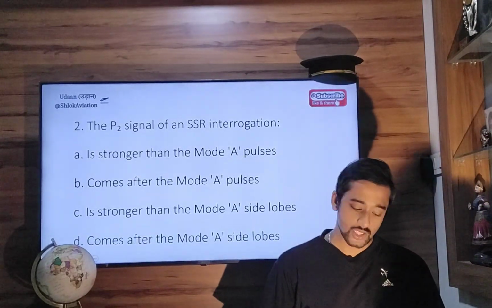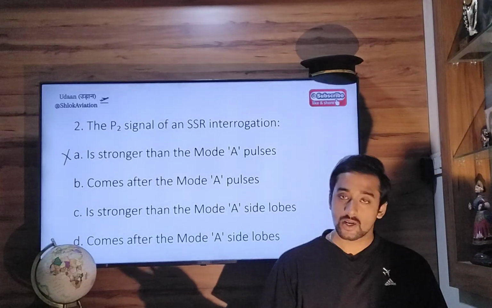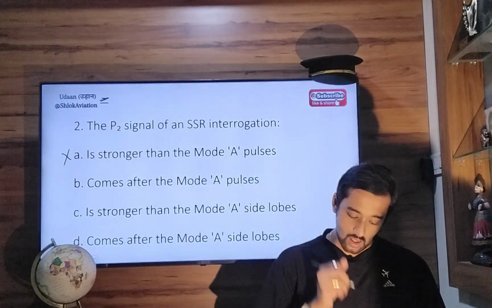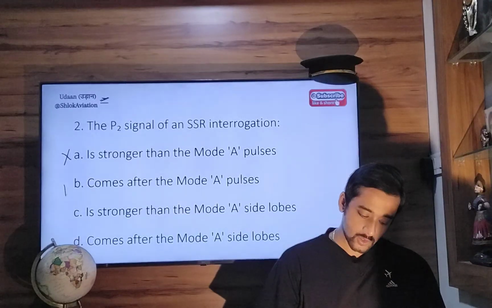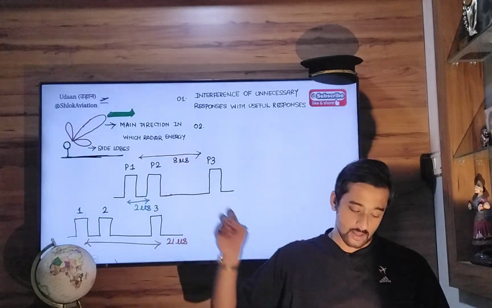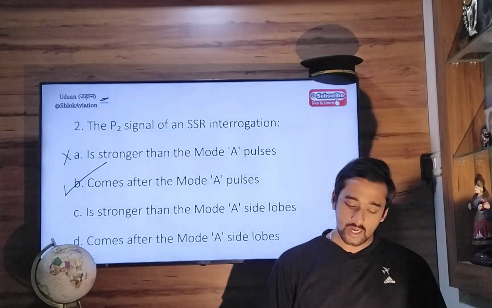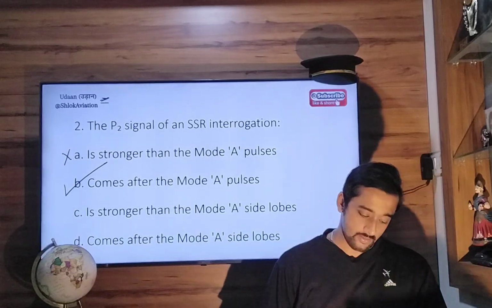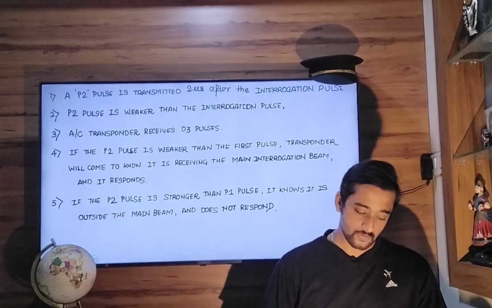So the correct answer here: the P2 signal of an SSR interrogation is stronger than mode A pulse? No. Comes after mode A pulse? Yes. So the correct answer is option Bravo. It comes after the mode A pulse P1. Stronger than mode A side lobe, comes after mode A side lobe, irrelevant. So question 2 is Bravo.